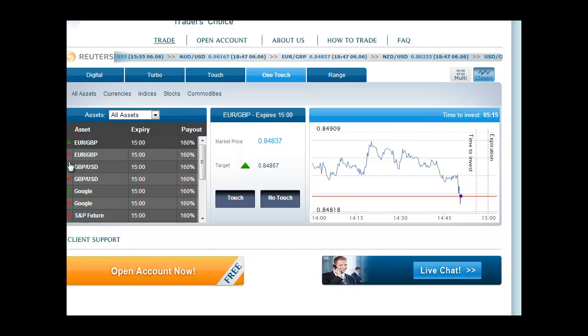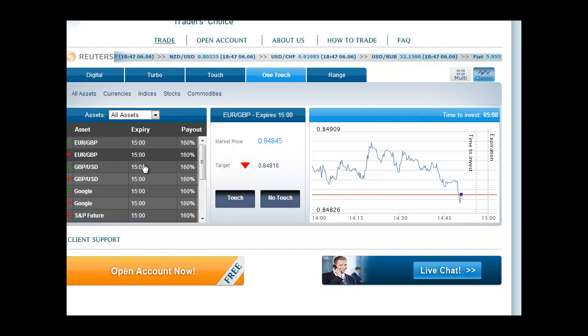On the other hand, looking at the red arrow, if I click here on the same asset with the red arrow, now I'm looking at a strike price which is below the current level. In this case, with the market level 0.84843, the target price or strike price is 0.84821.